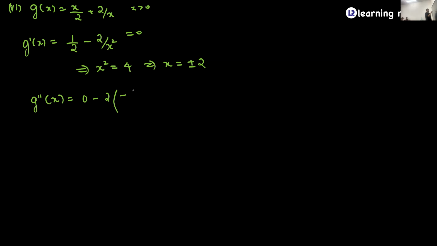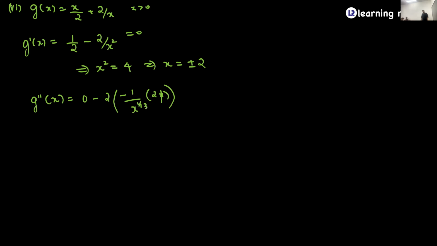This can be written as minus 1 by x power 4 into 2x. Because I treated 1 by x square as y. So derivative of that is minus 1 by y square, that is x square the whole square, into derivative of x square, which is 2x. So I use chain rule. So this will cancel this.